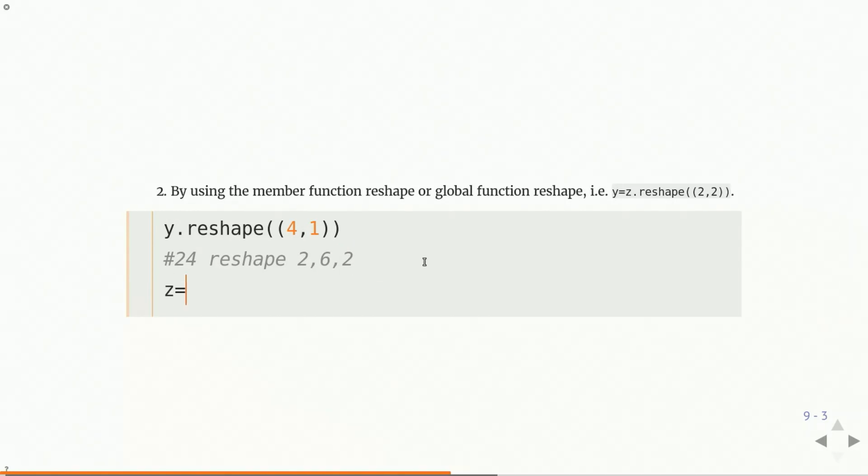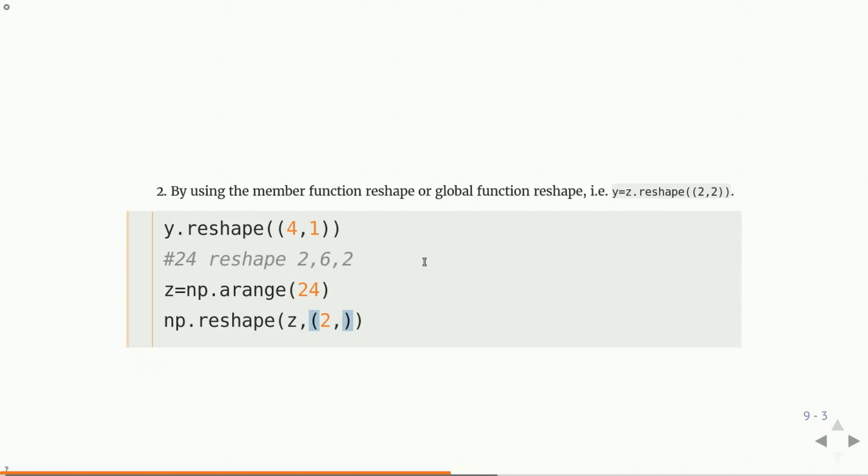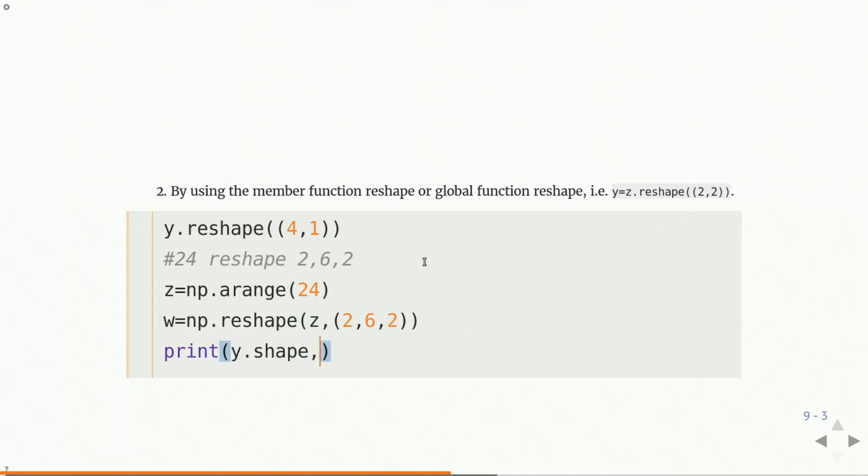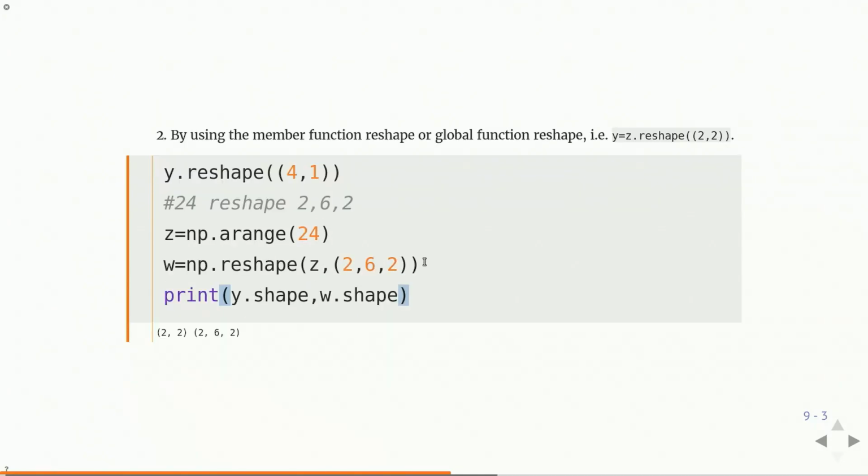Let's go and create a new array z, np.arange of 24, and reshape it using the global reshape function. The global reshape function expects 2 arguments from us: the array to be reshaped and its new shape. So let's go and reshape, np.reshape z, and let's set its new shape to 2, 6, 2, and assign it to a new variable w. So print y.shape and w.shape. Here it is.